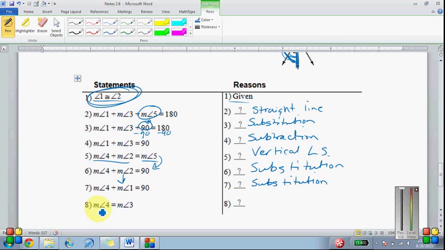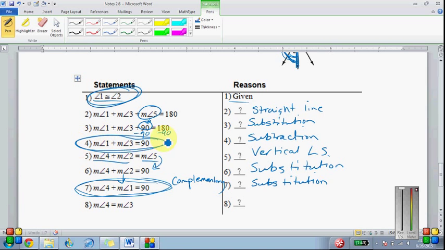Then finally I've got measure of angle 4 is equal to measure of angle 3. So that kind of seems like it came out of nowhere. But if we look at this, we've got measure of angle 4 plus measure of angle 1 equals 90, which means these are complementary. They add up to 90, so these are complementary. Then up here, I had that the measure of angle 1 plus the measure of angle 3 was equal to 90. So those are complementary.